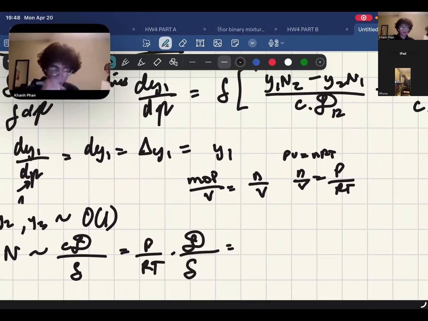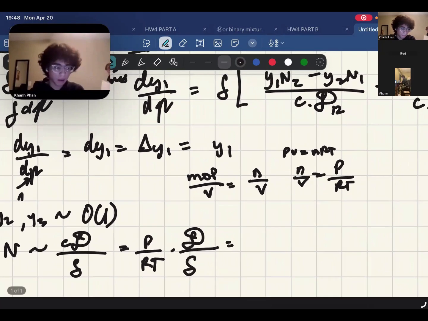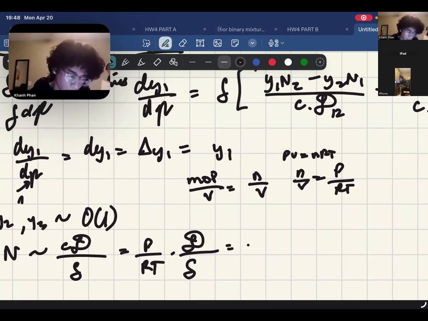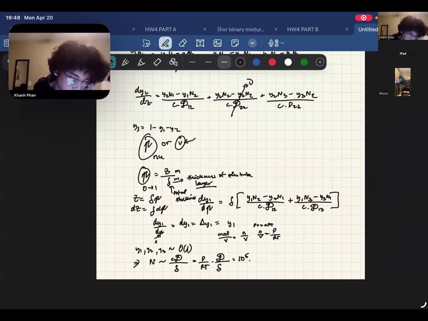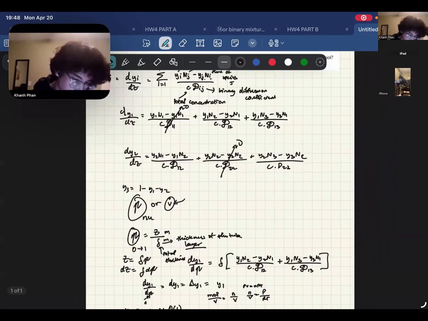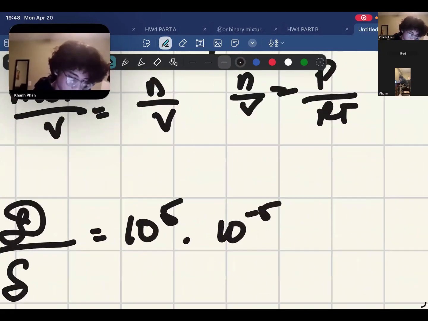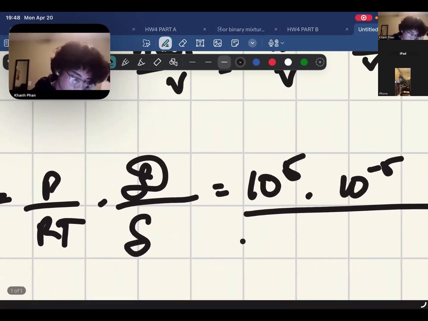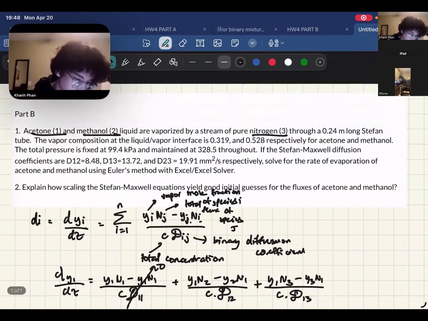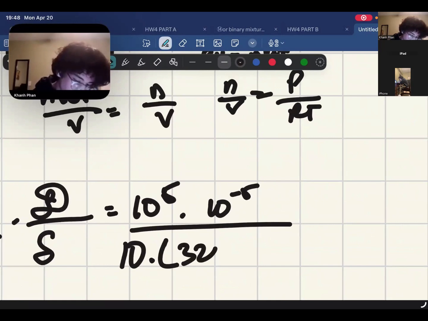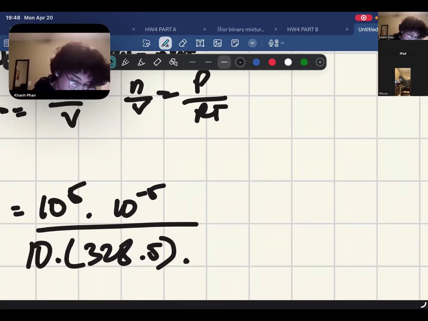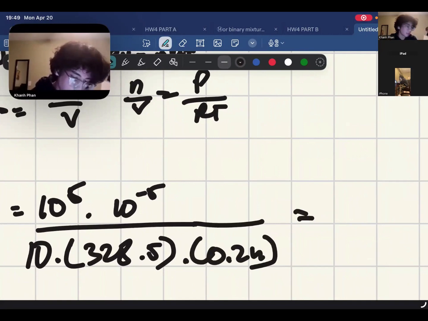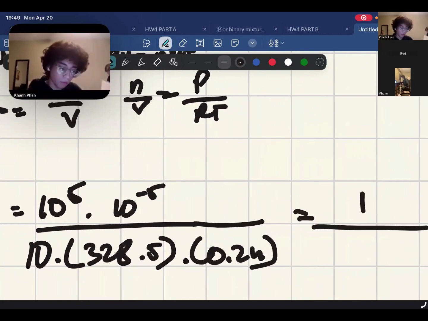So now, since it's just a guess, these numbers don't really matter, so we're gonna assume atmospheric temperature and pressure, 10 to the power 5, and then the diffusion coefficient to be 10 to the power -5, and then RT, let's say R is 10 times the temperature, which would be 384.5, times the thickness, which is 0.24. This is gonna come out to be equal to 1 over, let me just get my calculator real quick.